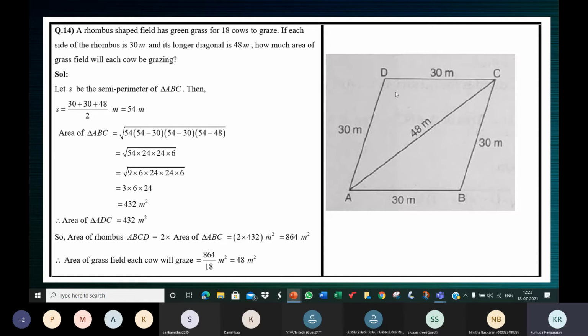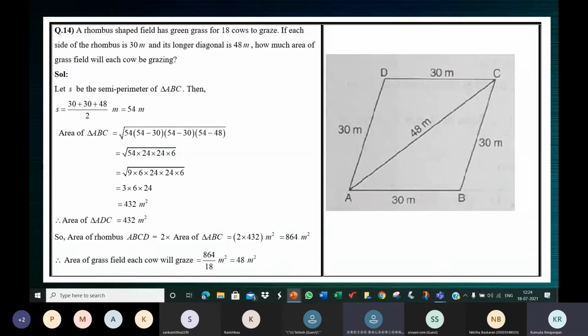So what is the name of the triangle you see here, children? DOC. Which angle is the right angle in this triangle? Let me say it slowly. In triangle DOC, which is the angle which is the right angle?